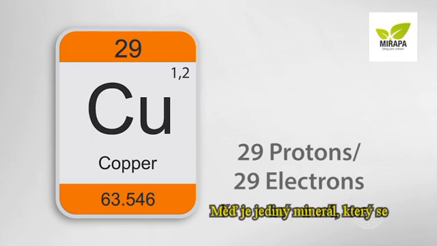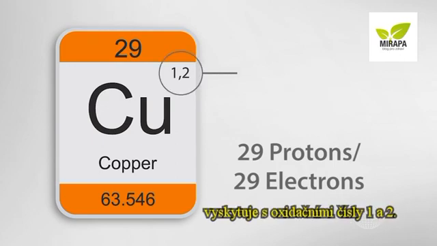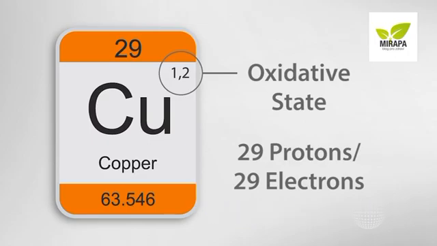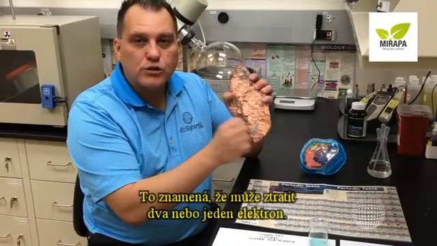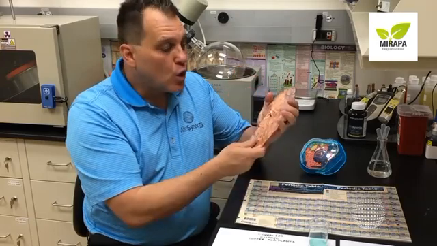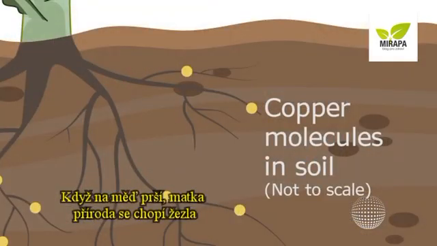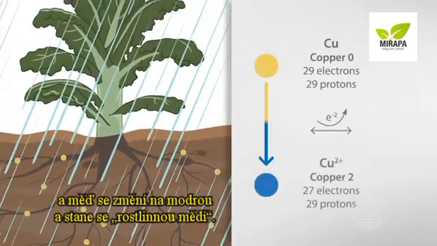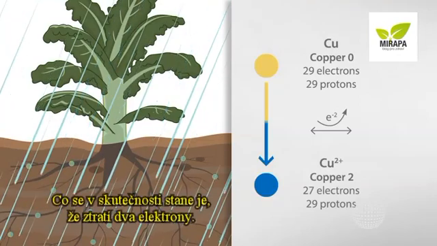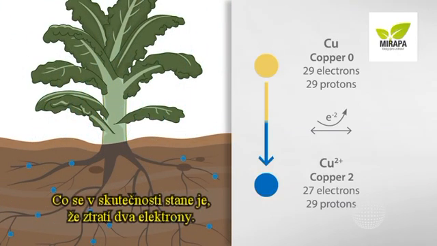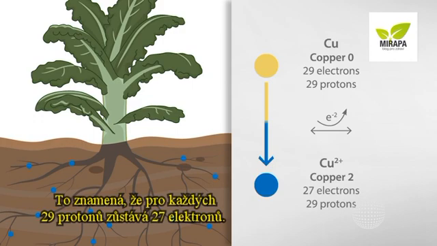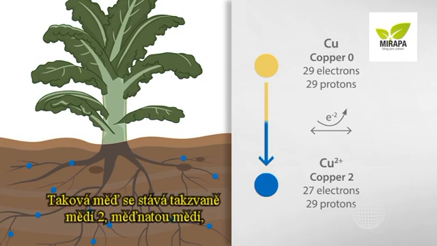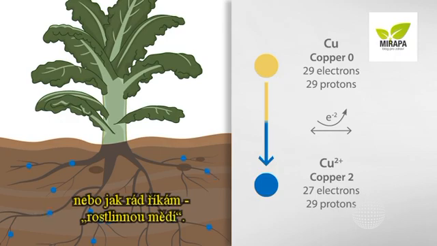Now, copper is the only mineral that comes in a 2-1 oxidative state. And that means that it can lose 2 electrons or it can lose 1 electron. So when copper gets rained on in Mother Nature, and nature takes its course, it turns blue and becomes plant copper. And what actually happens is it loses 2 electrons. So that means for every 29 protons, there's 27 electrons. And that copper becomes something called copper 2, or cupric, or as I like to say, plant copper.